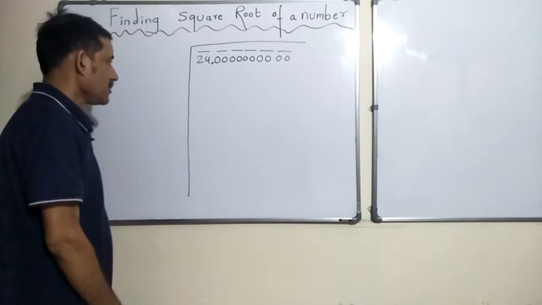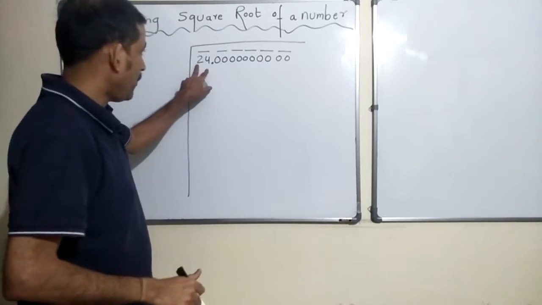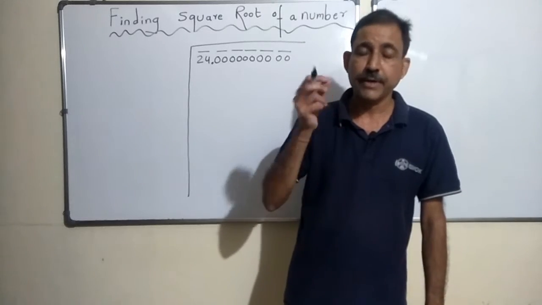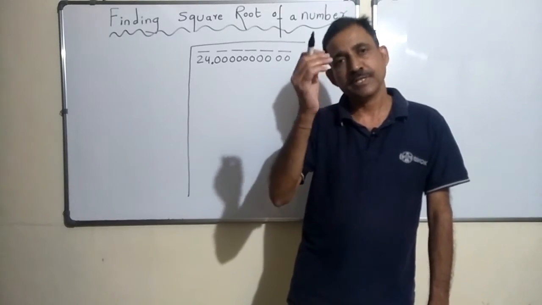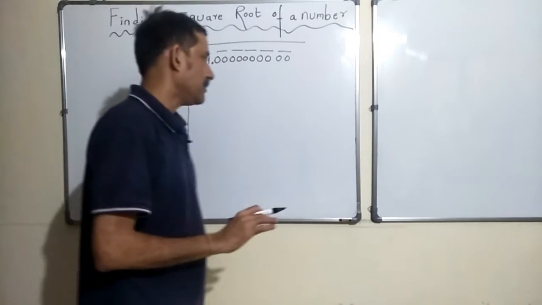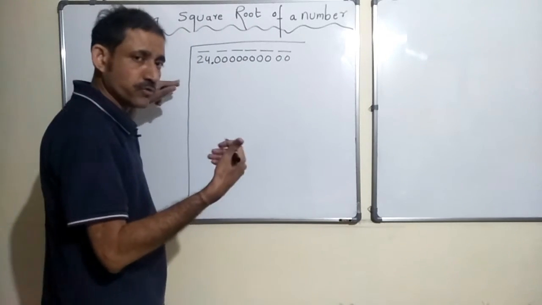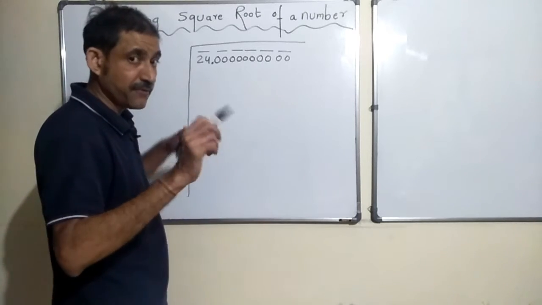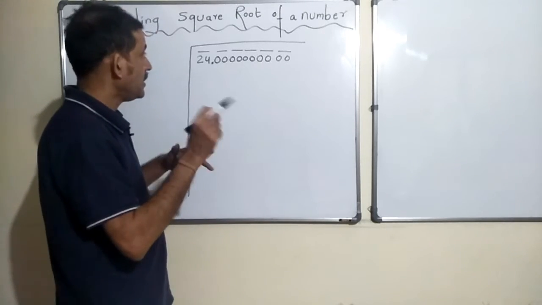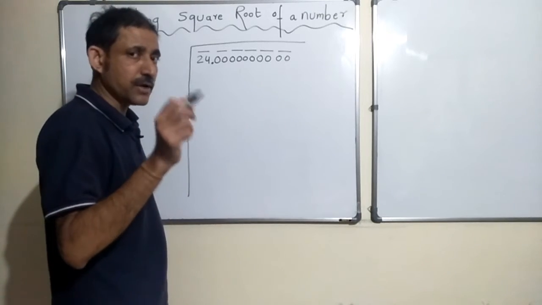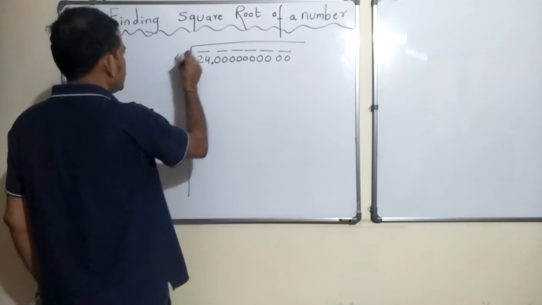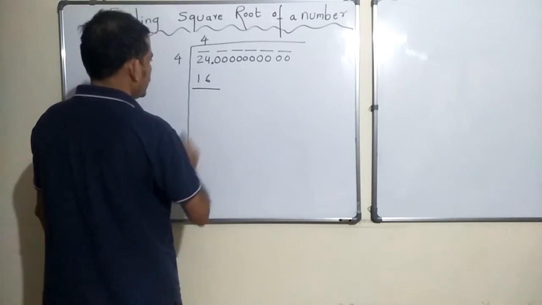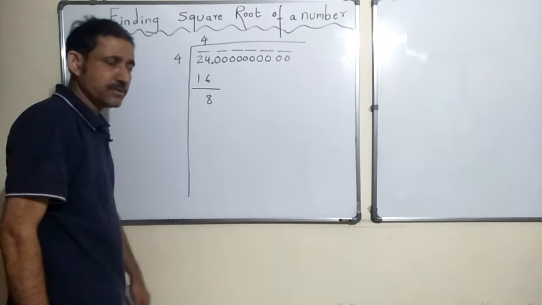Now we have to find a number which, when multiplied by itself, will give me 24, or a number which is slightly less than 24. So let me do my tables. 1 into 1 is 1, 2 into 2 is 4, 3 into 3 is 9, 4 4s are 16, 5 5s are 25. 25 is greater than 24, so I cannot take it. So I'll go with 4. 4 4s are 16, right? So this is 8. So far so good, no problems here.